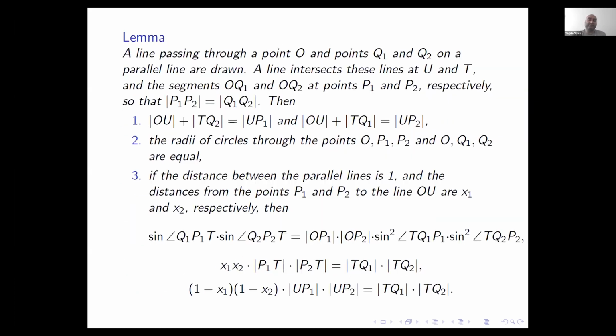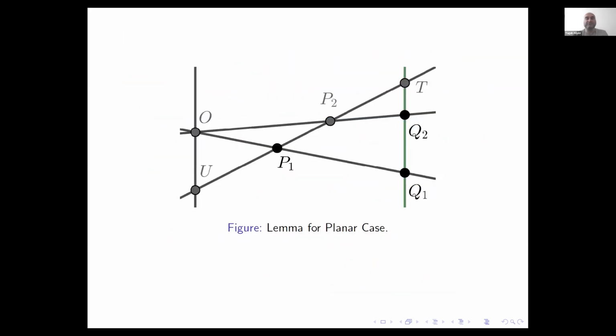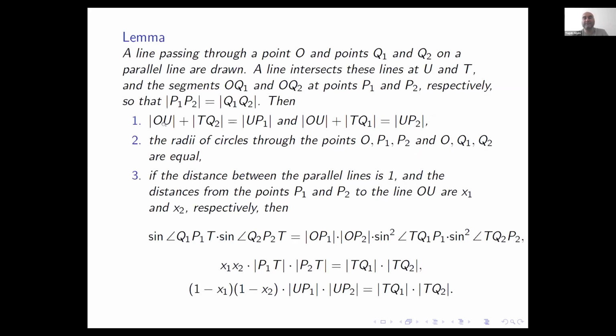One can also try to prove the geometric properties in the planar case using these elementary methods, but these lemmas are too simple. So if P1P2 is equal to Q1Q2, then for these parallel lines one can say that OU plus TQ2 equals UP1, and similarly this. And there are other relationships which can be used to prove those properties for the planar curve easily.